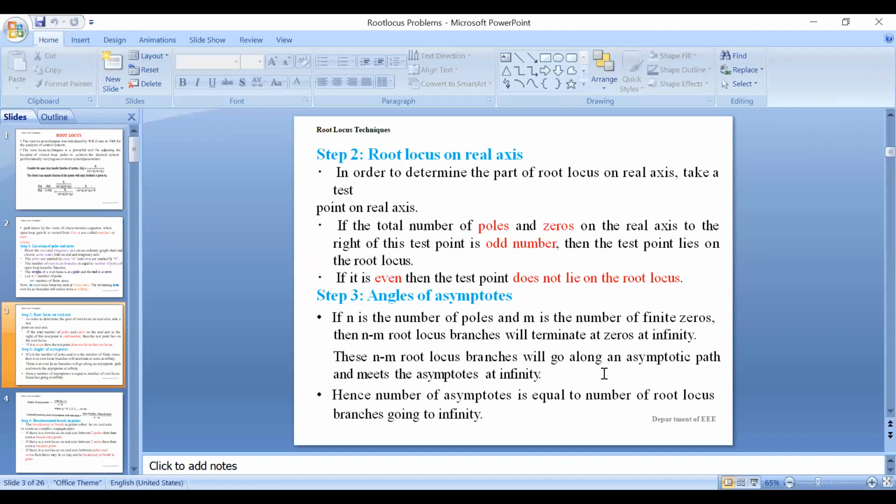That's what I am telling. They'll be meeting at infinity, which we can't see. Hence, the number of asymptotes is equal to the number of root locus branches going to infinity. So, how many root locus branches are going to infinity? The number of asymptotes will be equal to that.